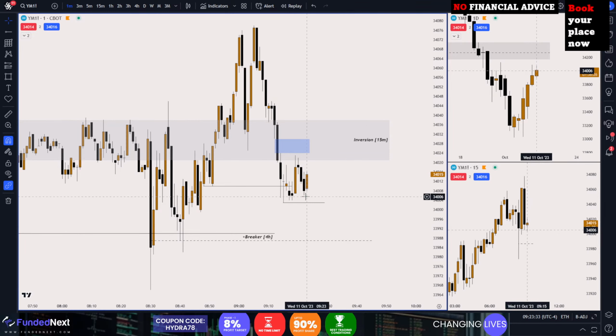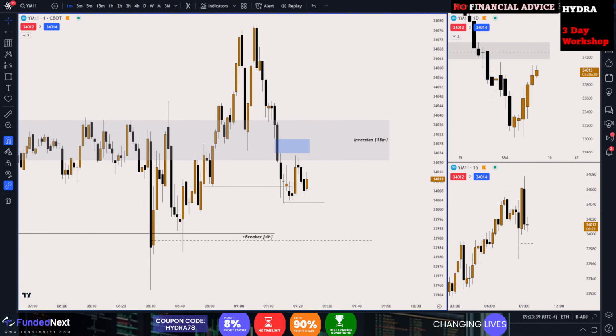So this low is still intact. I would like to see this low getting cleared before we expand higher. And Nasdaq, yeah, not the cleanest price action for me to push the button.